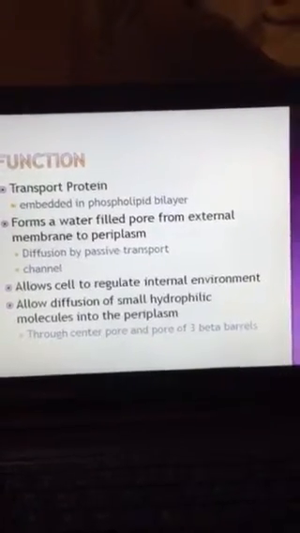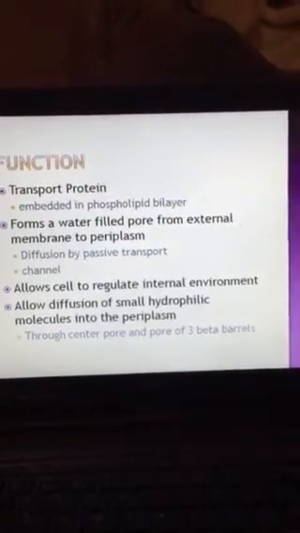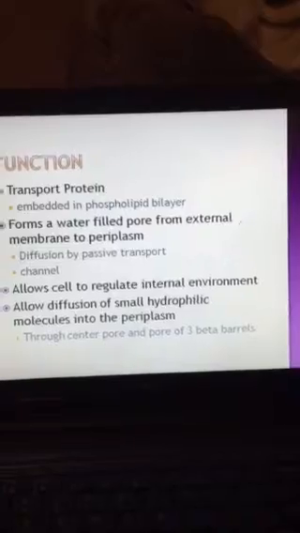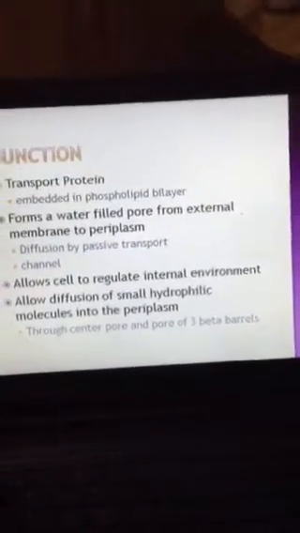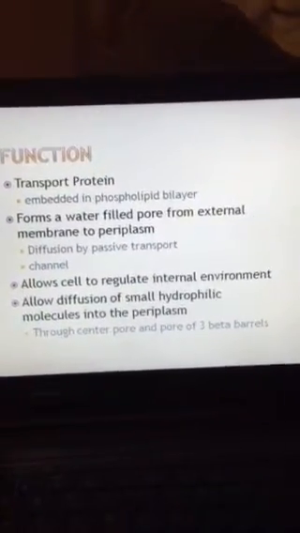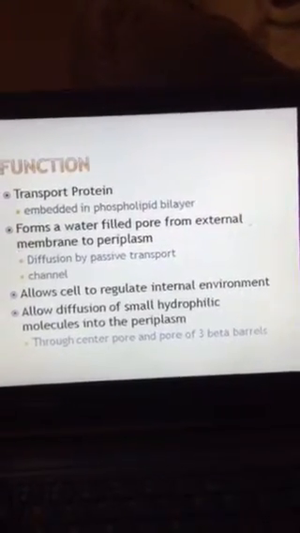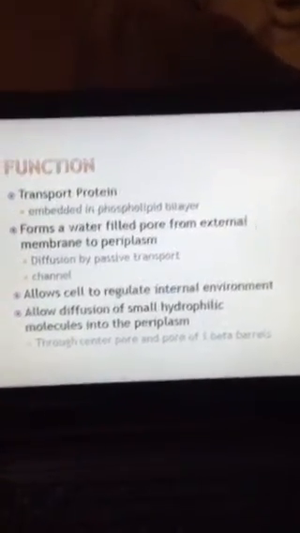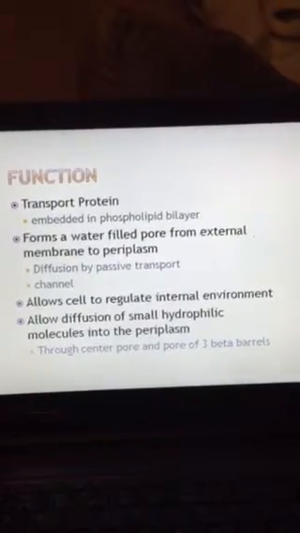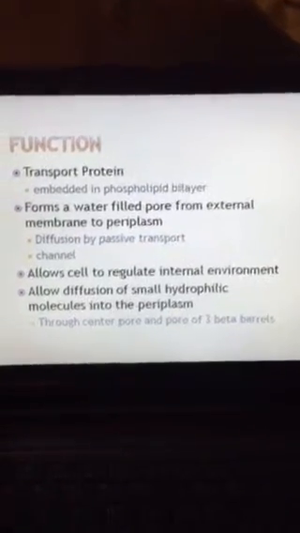And it allows cells to regulate their internal environment, and again, it just allows diffusion of small hydrophilic molecules into the periplasm. Oh, and there are pores inside of it in the center, and there are pores all throughout really. There's a pore in the center, and there's a pore in each beta barrel, which makes up porin.